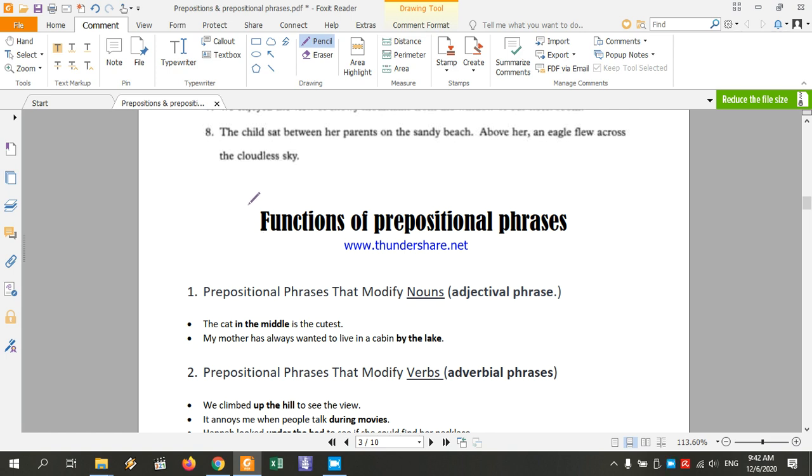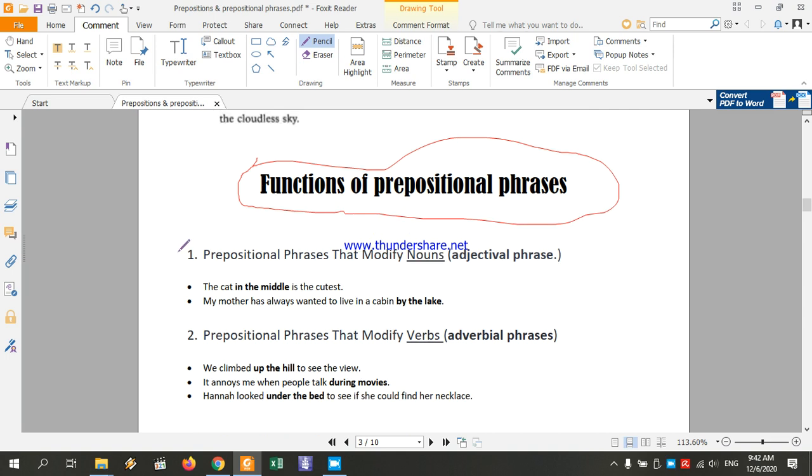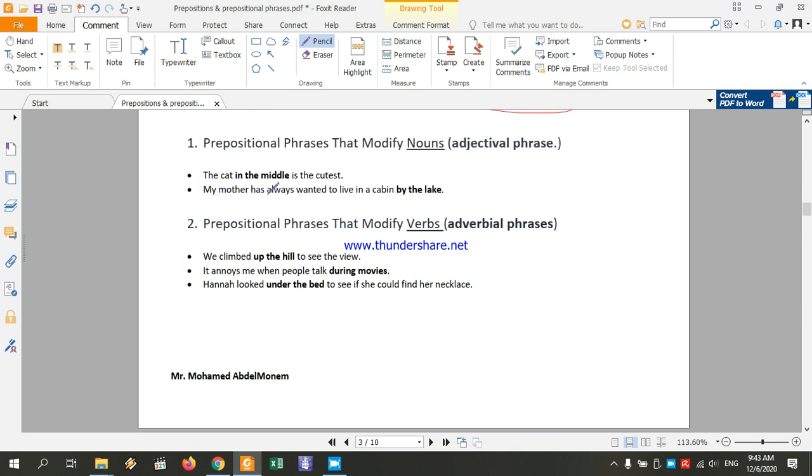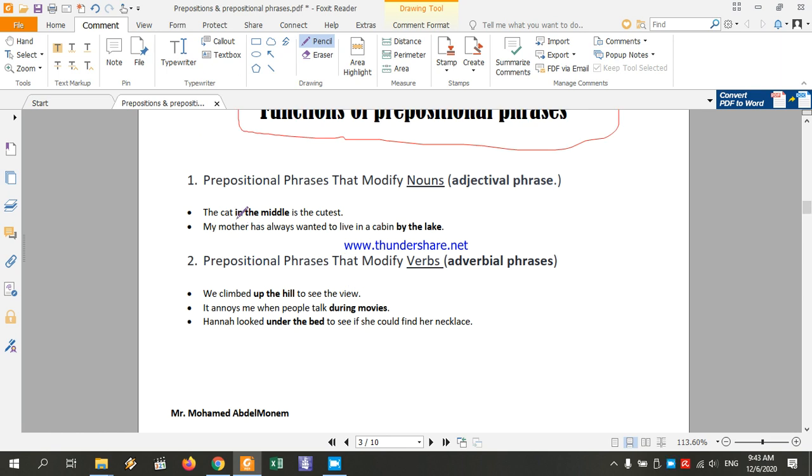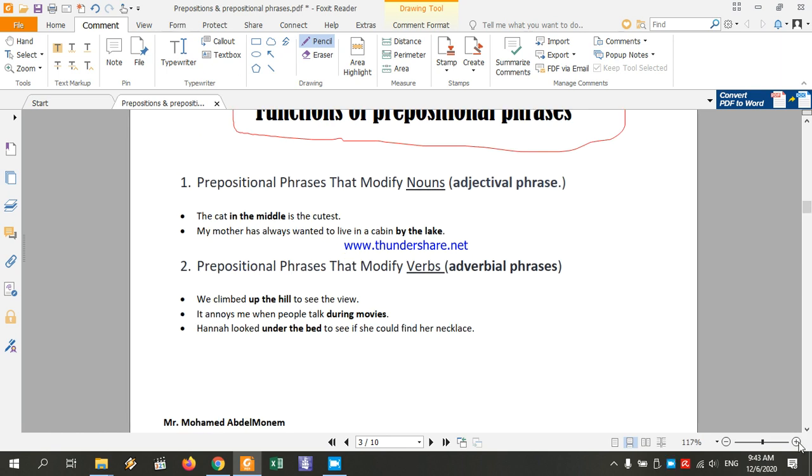So now we're going to talk about the functions of the prepositional phrase. Why do we have prepositional phrases? How do we use them? What's their purpose? We have two functions, or two purposes, of the prepositional phrase. The first here is the prepositional phrase. Let me zoom a little bit.